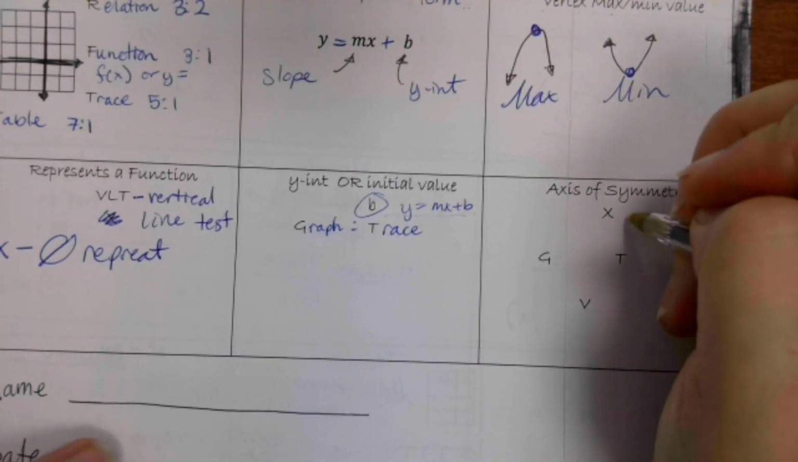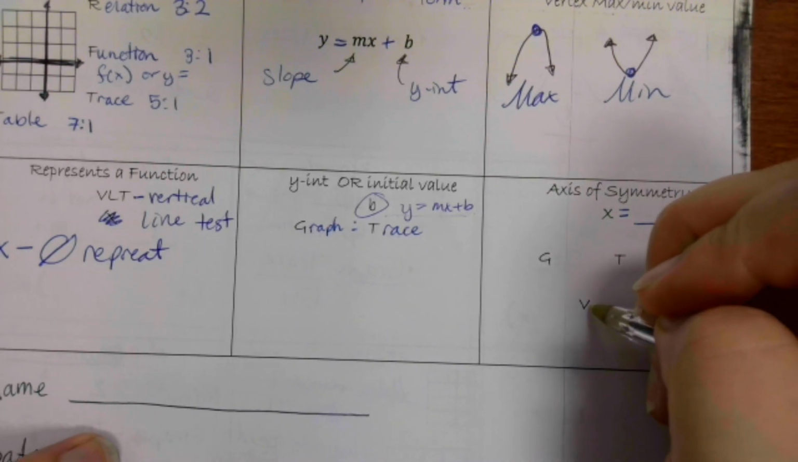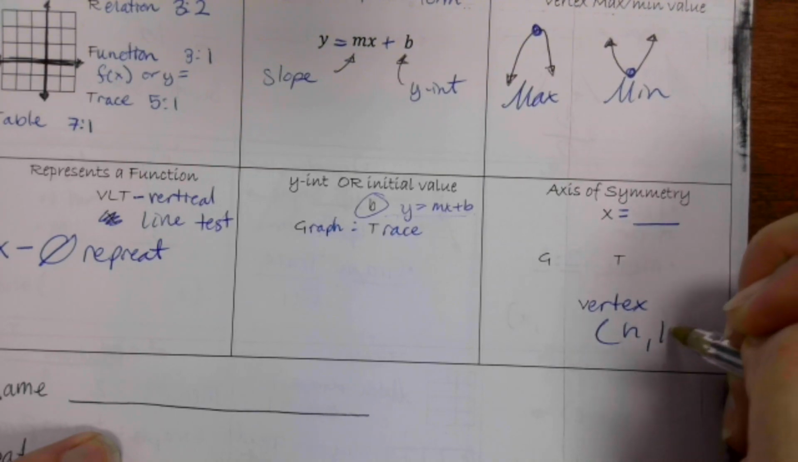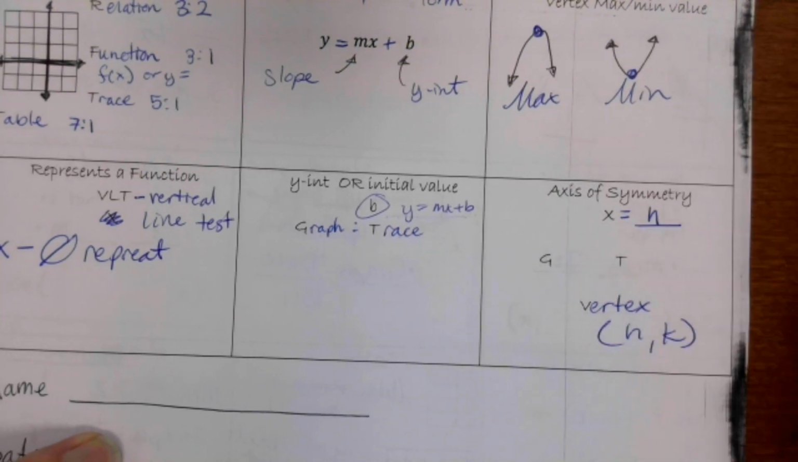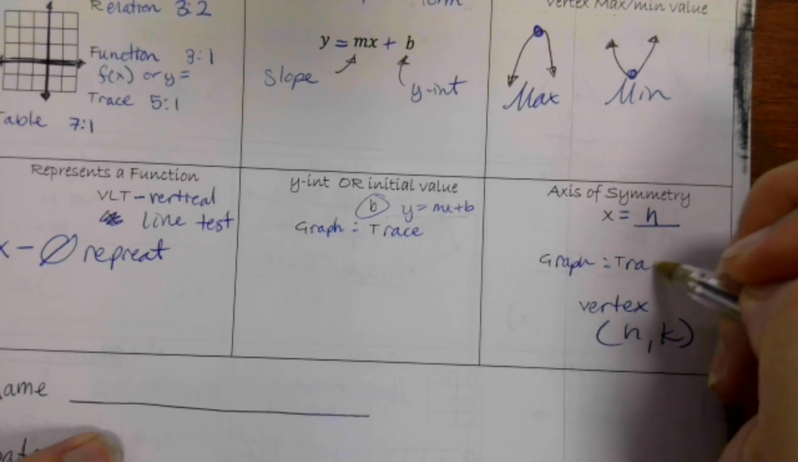Axis of symmetry is always x equals. It's always going to equal a number. It's always going to be from the vertex. Whatever your vertex is, h, comma, k, it is always the h value. You're going to, again, graph and trace.